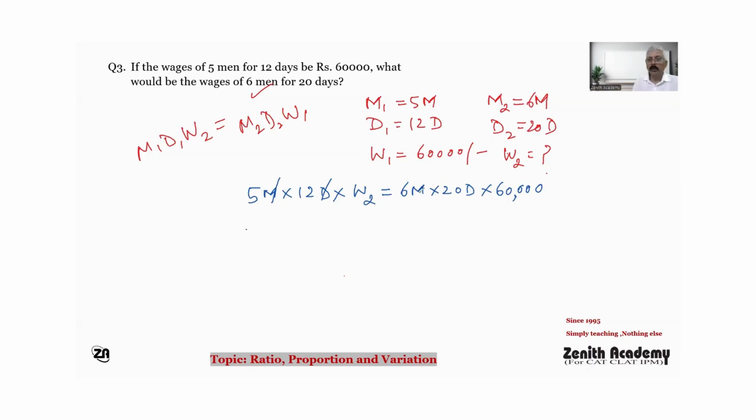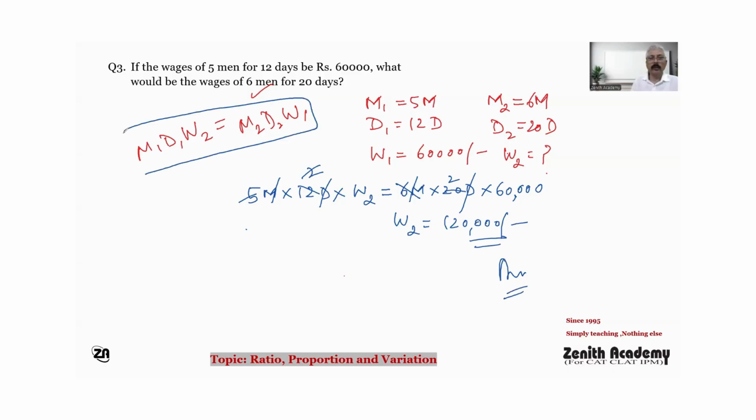So this M, D cancel. 6 2s are 12, 5 2s are 10, 20. W2 is 1,20,000 rupees. So this formula is a very important formula. Do practice with this formula, and definitely it is going to be beneficial for you.